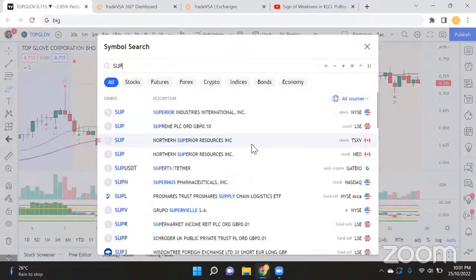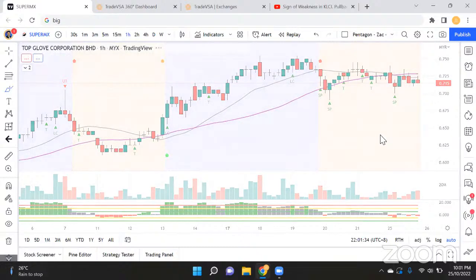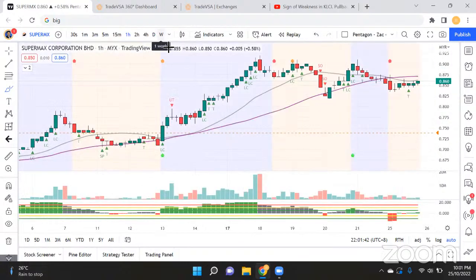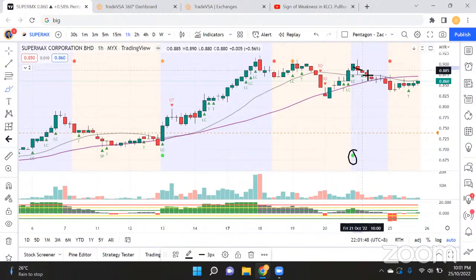I think Supermax already turned to a green pentagon last week, but I'm not sure about today. Let's check again. So far so good. Like I said, my internet connection today is a bit weak, so please bear with me. Here is a green pentagon, but it failed again to make a follow through and turned red again.